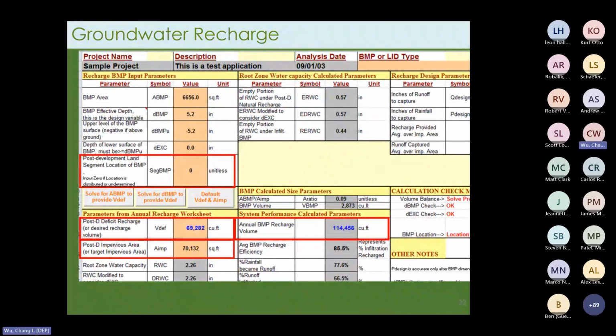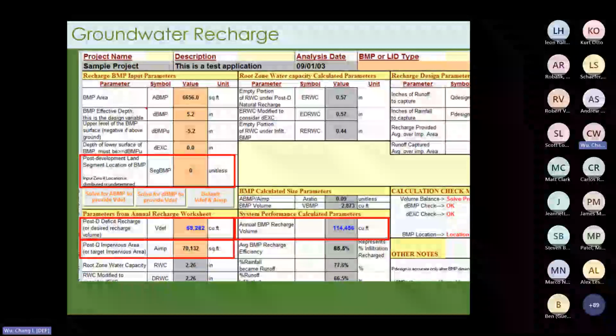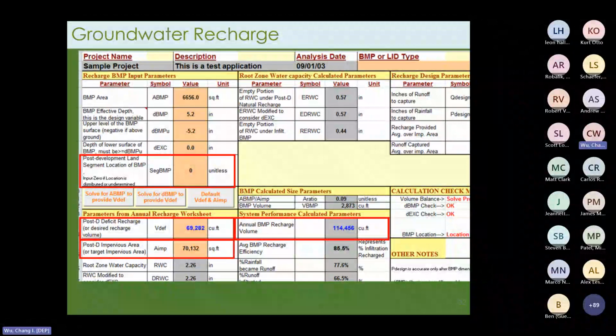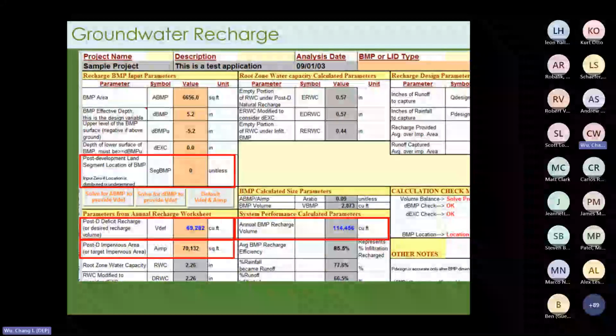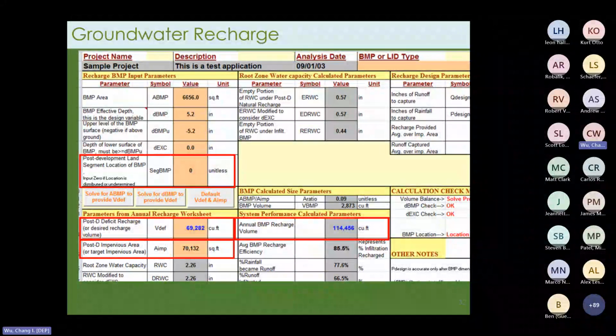After completing the first page and calculating the value of the annual deficit volume, you may continue to page 2 to check if the infiltration BMP provides sufficient recharge to meet the annual deficit. Here is a look at the second page. Same as the first page, the orange shaded areas are for input and the gray areas are for output.